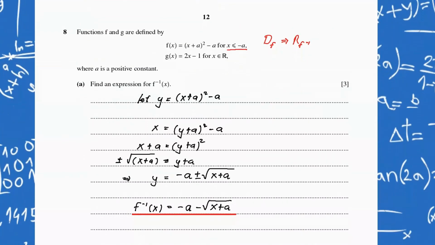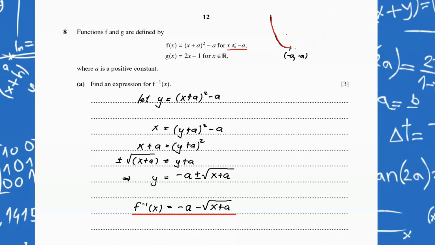if we are to consider the graph, we know that it's a U-shaped parabola with the minimum point at (-a, -a). I'm taking it from the completed square form, and it is defined only for x less than or equal to -a. So it is only defined for this particular region, and this other part is not required. So let me just remove it. So this is what we have right here.